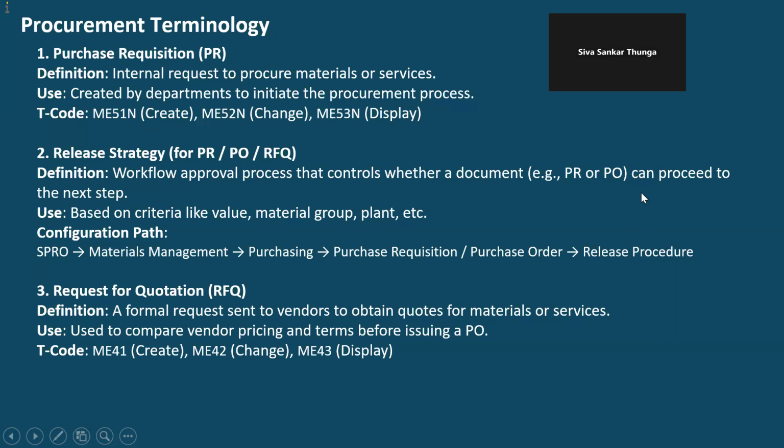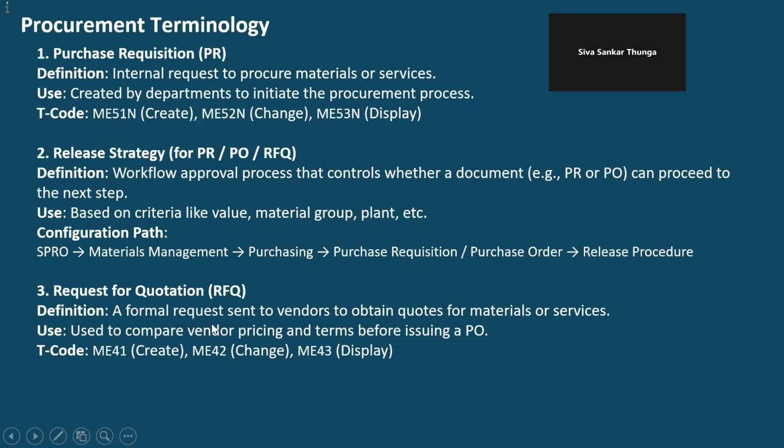Whether it has to proceed to the next step or not will be decided by the department manager. It can be based on criteria like value, material group, plant and purchasing group, something like that. So this is a configuration note that is explained here.